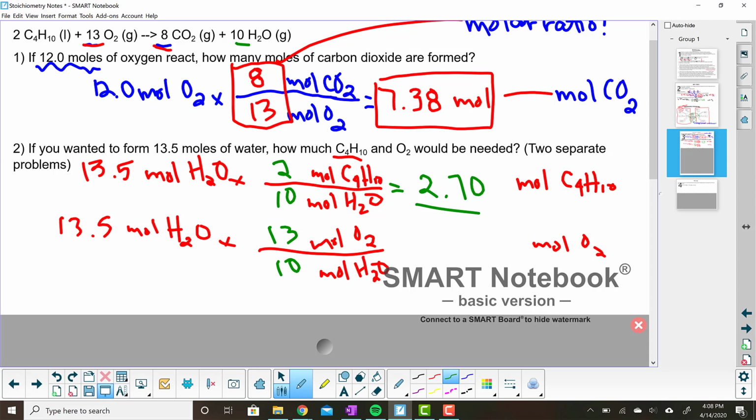Again, we're expecting to get an answer that's higher than 13. My reaction says that it takes 13 moles of oxygen to make 10 moles of water, but I want to make 13.5 moles of water, so I'm going to need more oxygen. So when I solve this, it turns out I'm actually going to need 17.6 moles of oxygen in order to make 13.5 moles of water.